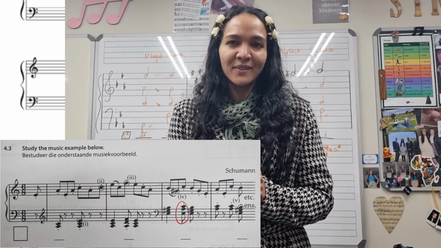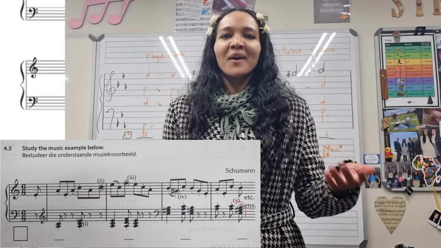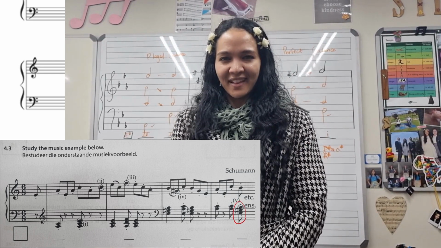So write that down. Then, lastly, we have an E, G sharp, B. We definitely have our dominant chord there. It is in root position, so you can go ahead and figure that there.